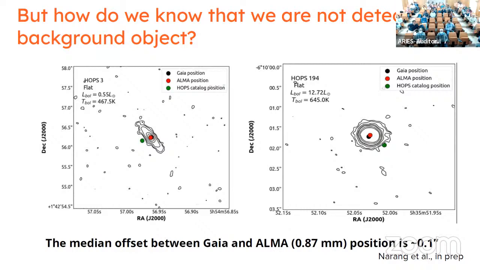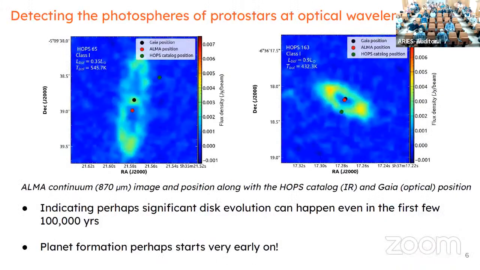And surprisingly, in our survey, two of the protostars, HOPS 65 and 163, have a disk morphology which is very reminiscent of transitional disks. Transitional disks are disks which have large gaps and holes carved out in them, and it is thought that these gaps and holes are carved out by planet formation. But what we are seeing is in protostars, which might be a few 100,000 years old, they already have these gaps and holes forming in them.